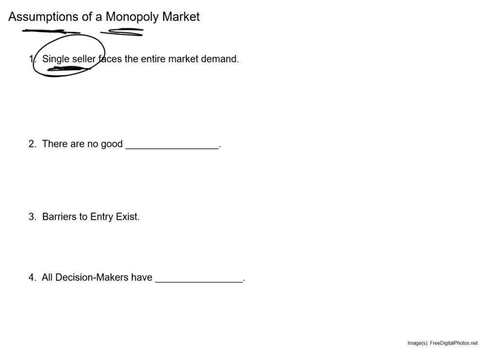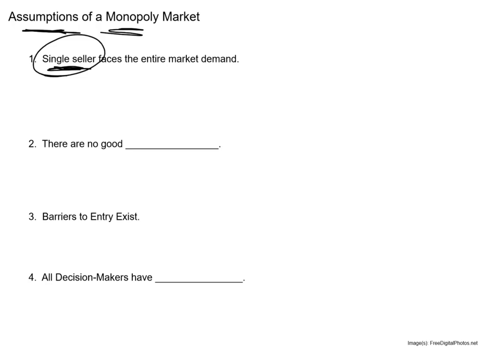Again, if you're a monopolist and you're the only one in the market, if you decide to raise your prices, what are buyers going to do? Do they have other options? Maybe. But you definitely don't have any other sellers that you have to compete with, and so that's definitely a source of power.